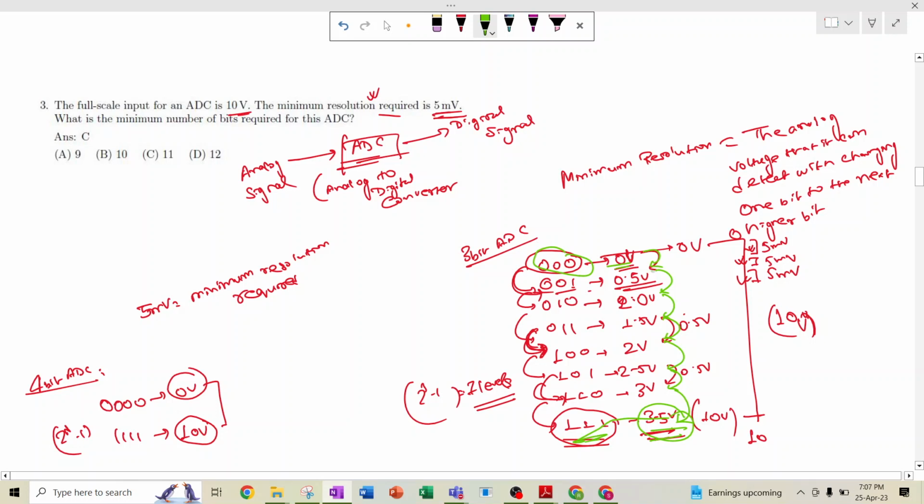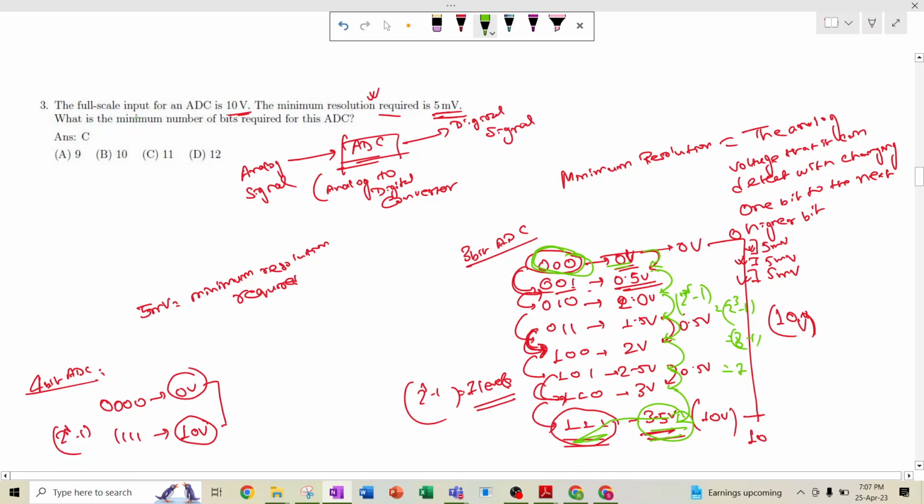Within this 0 volt to 3.5 volt there are 7 levels, that means 2 to the power n minus 1, where n is the number of bits, here 3. 2 cube minus 1, that is 8 minus 1, that means 7 levels, okay? So we have to divide the full scale minus the 0 volt by the 7 levels, and from there we can easily determine how many bits the ADC requires.